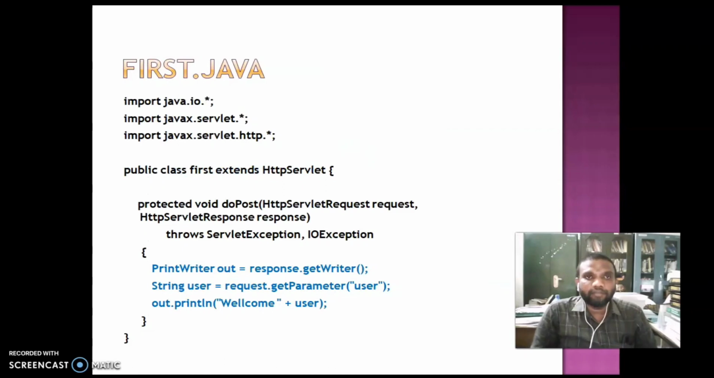So my servlet program, this is my servlet program, first.java. So similar way, public class first extends HttpServlet, protected doPost, inside that PrintWriter out equal to response.getWriter(), String user equal to request.getParameter("user"), out.println welcome plus user. So which prints the user. So filter is a separate program which is chosen to execute first before entering into the servlet.